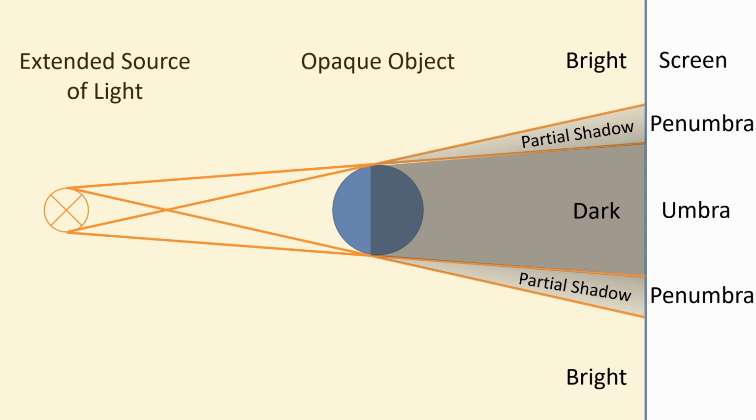So it's not the object that casts a blurrier or sharper shadow. It's entirely dependent on the size of the light source. A point light source has a crisp, dark, clear shadow called an umbra. An extended light source is larger and it will have a blurrier shadow with an umbra and a penumbra.